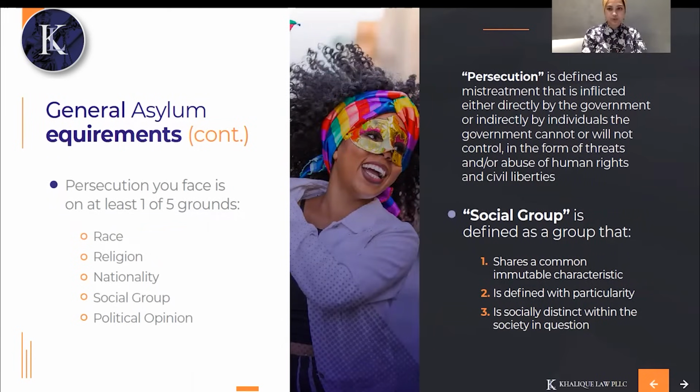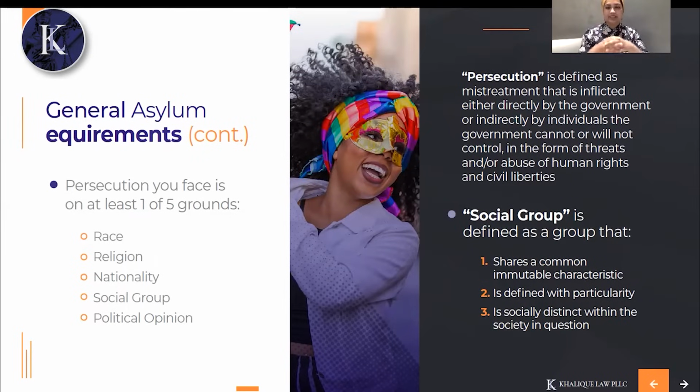So now let's talk about social group. What is social group? Social group is defined as a group that shares a common immutable characteristic, is defined with particularity, and is socially distinct within the society in question. What does that mean? It means that you are a member of a group, so other people who share something in common with you.